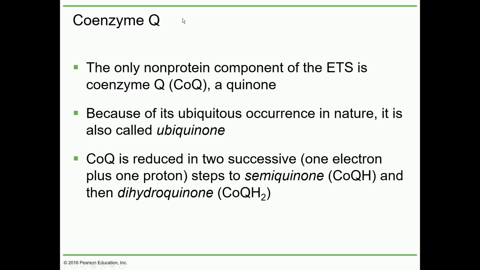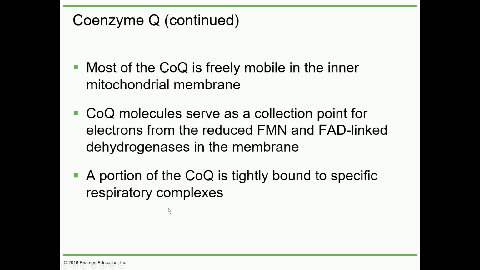Okay. The last one is coenzyme Q. This is not a protein. The only non-protein component of the electron transport chain is coenzyme Q. Because of its ubiquitous occurrence in nature, it is also called ubiquinone. Coenzyme Q, or ubiquinone, is reduced in 2 successive steps. First of all, it accepts 1 electron and 1 proton, and it gets converted into semiquinone. And then it accepts another electron and proton, and it gets converted into dihydroquinone.